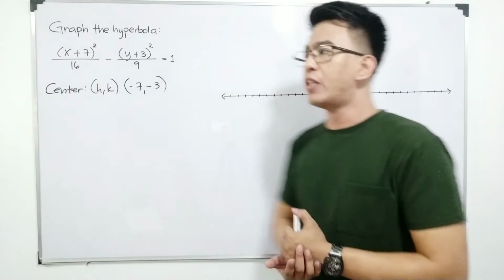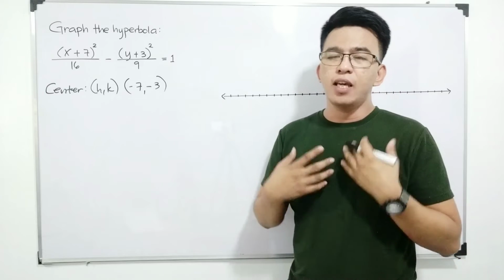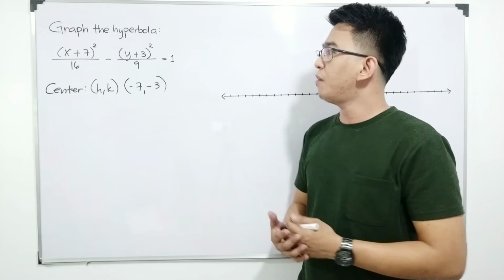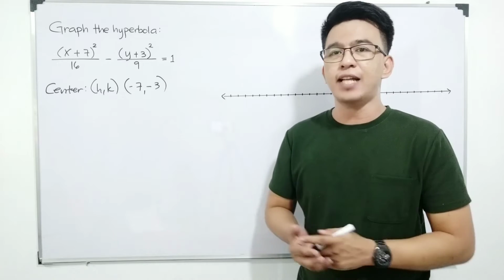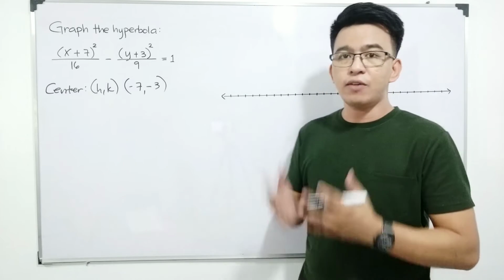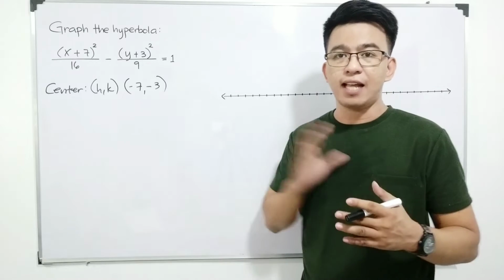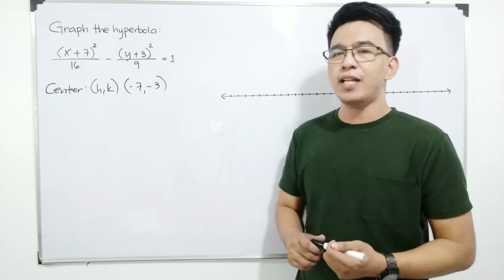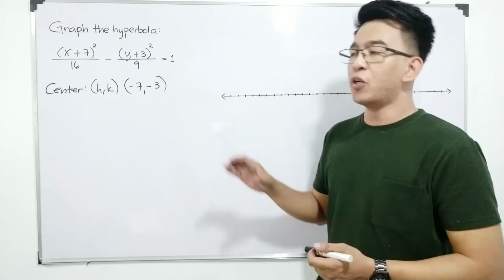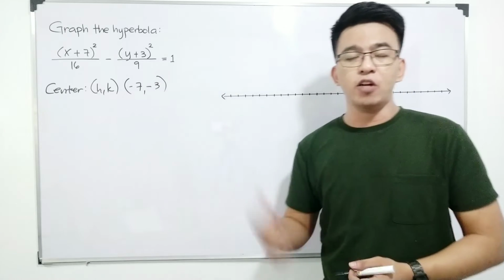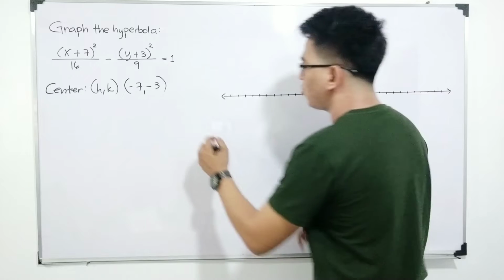Ang next step natin gagawin dito, guys, for me, is to know the orientation of the hyperbola kapag graph natin. Now, what is the orientation? The orientation of this hyperbola is horizontal. Ibig sabihin nun, yung opening ng inyong hyperbola ay going towards the left and right part of the Cartesian plane. Parang ganito yung magiging itsura niya.